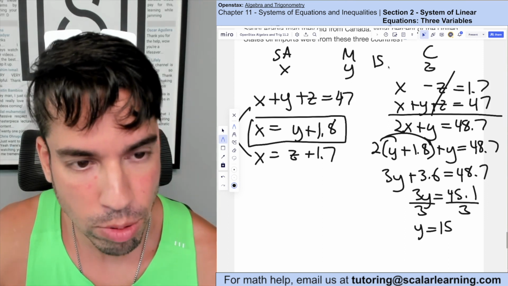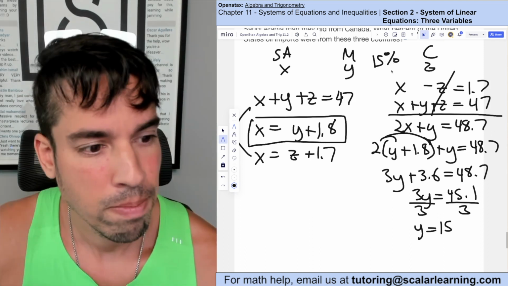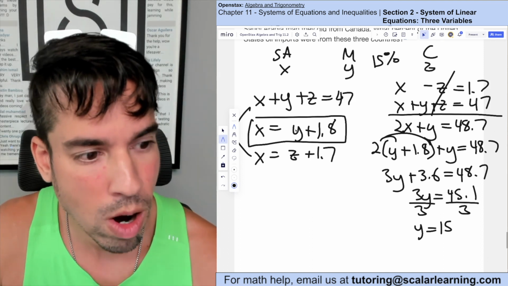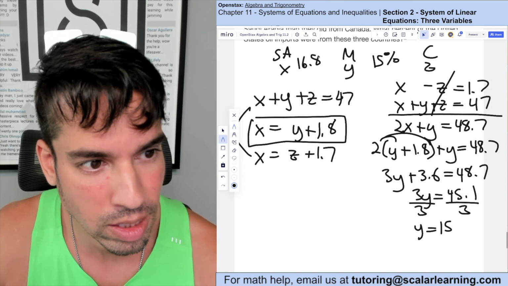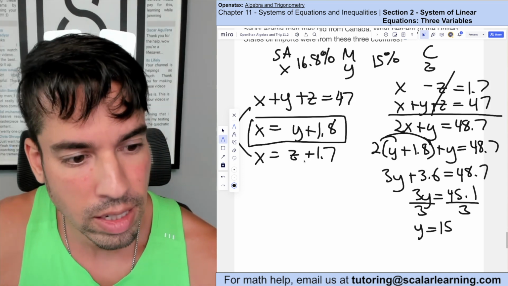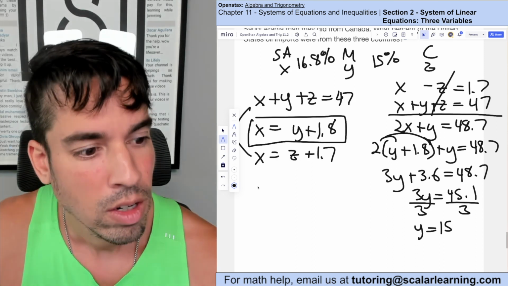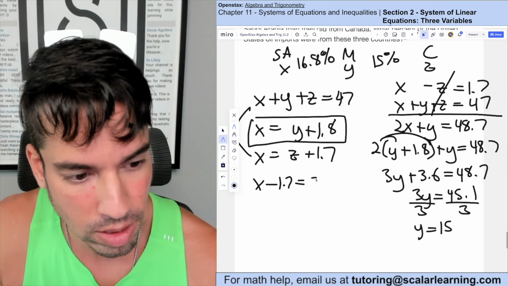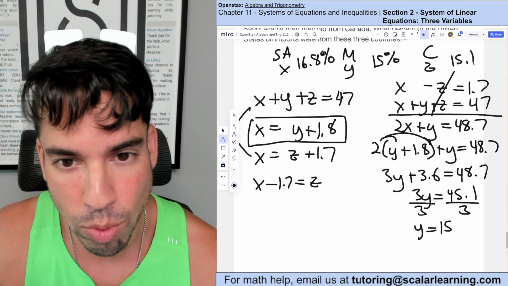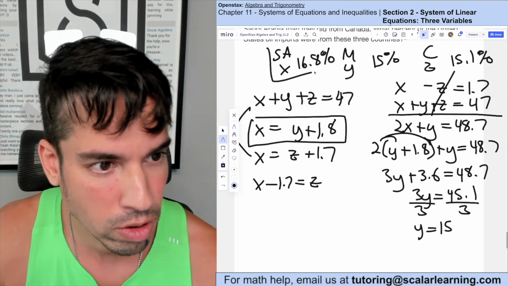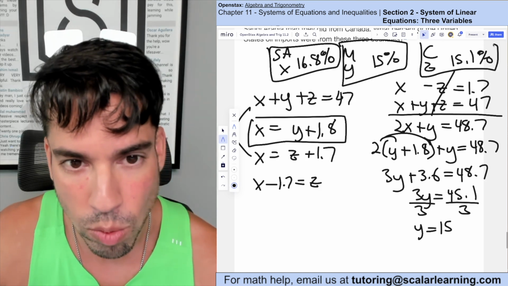So we'll say 15% looks like it's coming from Mexico. Okay, so then with that 15% for Mexico, we're going to plug it in here for Y, and 15 plus 1.8, that's 16.8%. So that's Saudi is 16.8%. And then Z plus 1.7 is X. So X minus 1.7 is Z. So since X is 16.8, minus 1.7 is 15.1% from Canada. So here are the final answers: 16.8 from Saudi, 15% from Mexico, 15.1% from Canada.